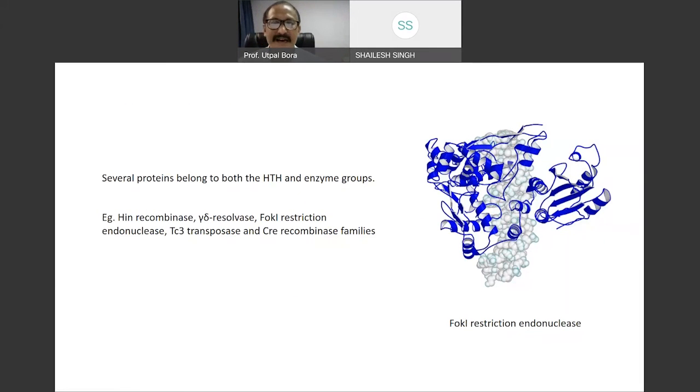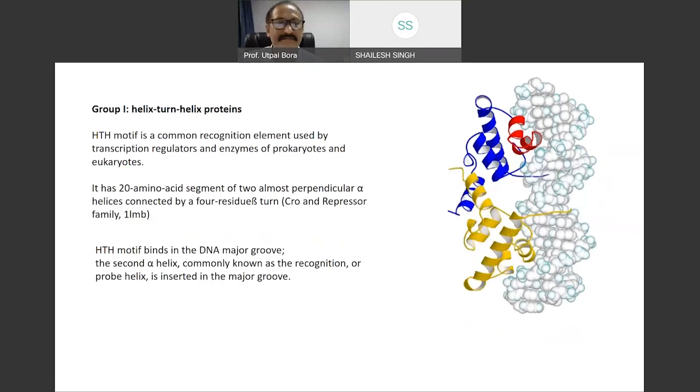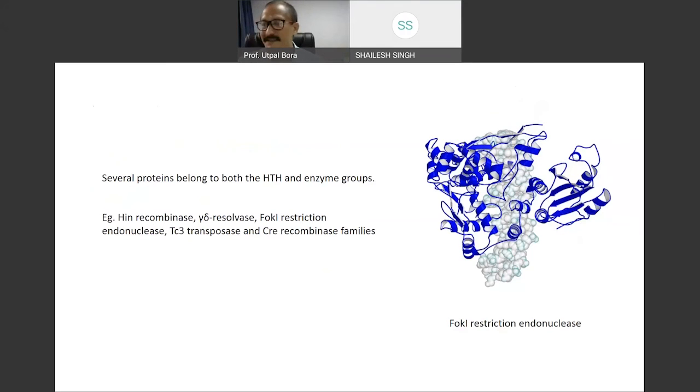Now, under this HTH group, you have several enzymes. Okay, this is a transcription factor. But you have several enzymes. So out of them, there are many like that, Hin recombinase, gamma delta resolvase, and one enzyme that I would like to highlight here is the FokI restriction endonuclease.